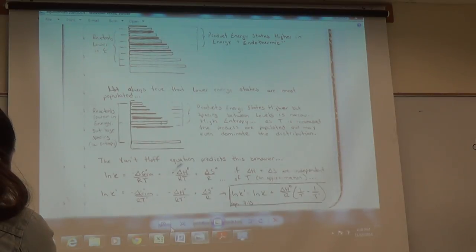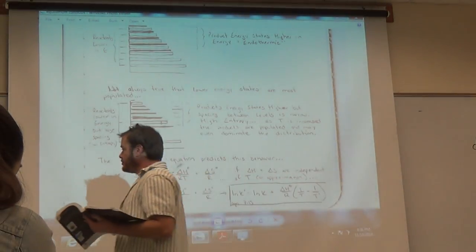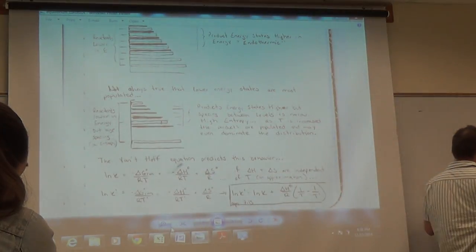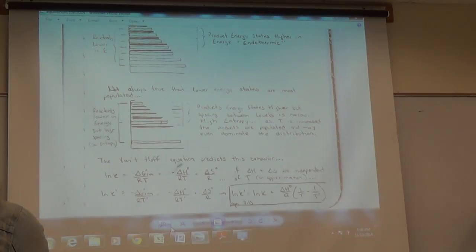All right. Now, one more bit of logic for you before we run out of here. And this gets back to that pressure dependence stuff that we were looking at for our equilibrium constant. This is also given in your text.